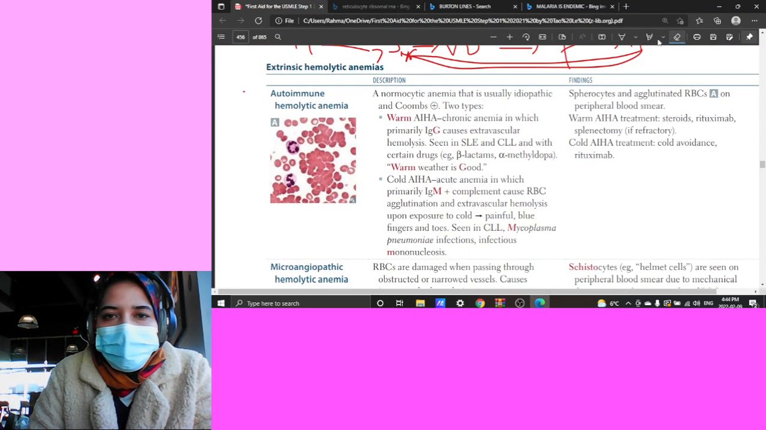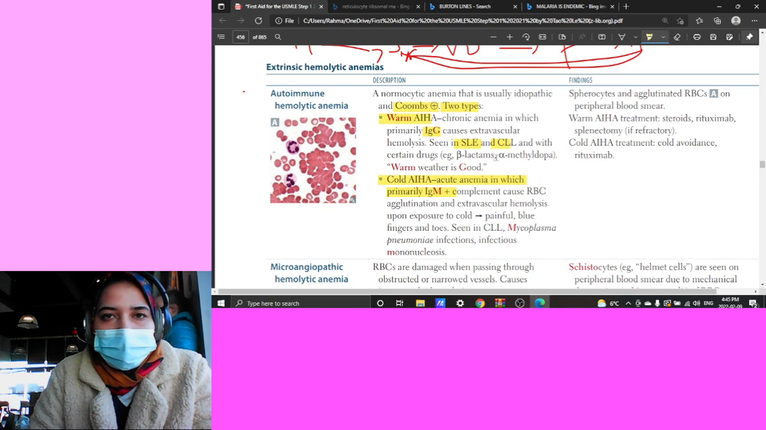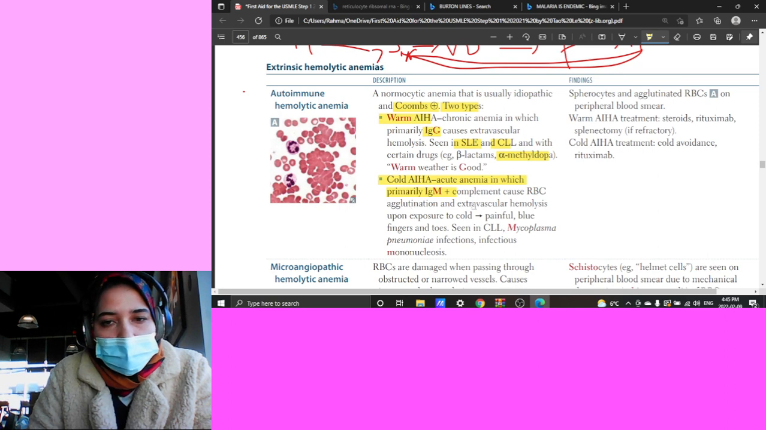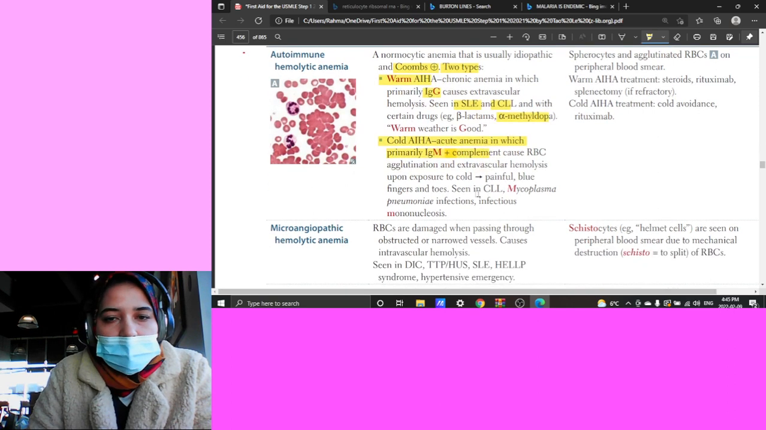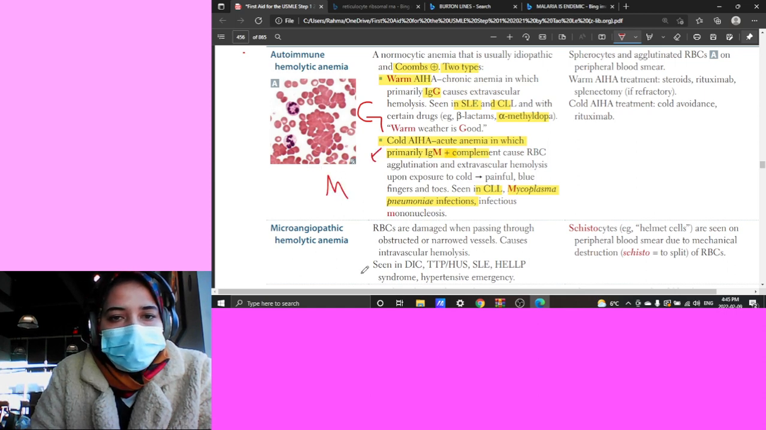For that, we have two types, warm or cold. Warm is IgG. Cold is IgM. Warm is seen in other conditions, SLE and CLL, very important, or with drugs, like alpha-methyldopa. Cold is IgM plus complement, and it's seen also in CLL, but it's also seen with Mycoplasma and EBV infection. The most important thing, please do not forget which type of immunoglobulin is involved. So warm is G, so it's good to be warm, and then M is for cold.